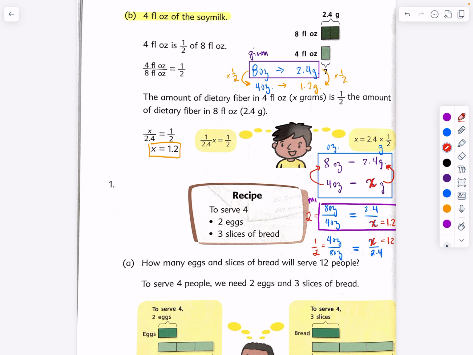That's another way of solving a proportion. It's not that different, but sometimes students set it up top to bottom, bottom to top. It doesn't matter as long as you stay consistent.